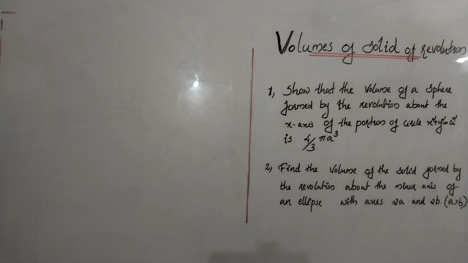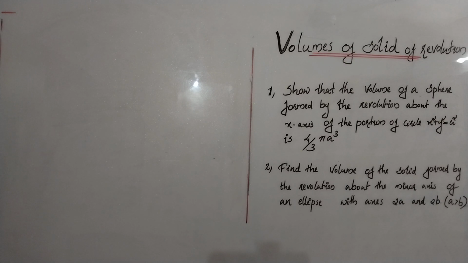Here I am discussing volumes of solid of revolution. If a region in the plane is revolved about a line in the same plane, the resulting object is known as a solid of revolution. For example, a solid sphere is obtained by revolving a semi-disk and a solid right circular cylinder is obtained by revolving a rectangle. Here we are using the disk method to find the volume, and it is used when we rotate a single curve y is equal to f of x around the x or y axis.